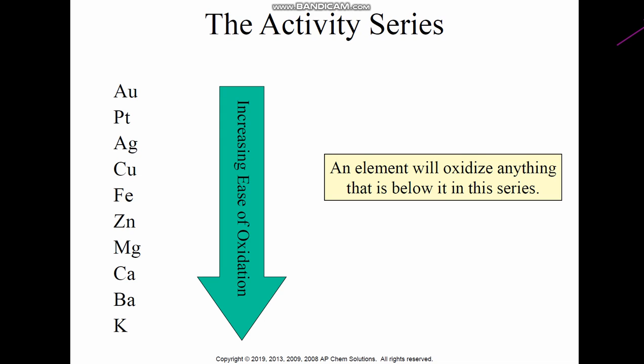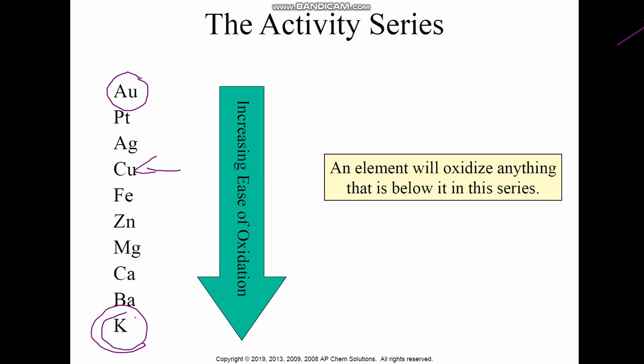You'll notice that the things that are most easily oxidized are going to be here at the bottom, and whatever is not so easily oxidized is going to be here at the top. So gold cannot be oxidized very easily. If your gold ring turns your finger green, it's not gold, it's more than likely copper, because copper can be oxidized very easily. Things at the bottom get oxidized the most easily.